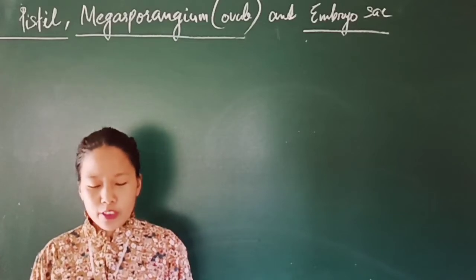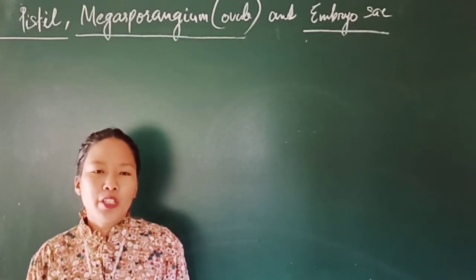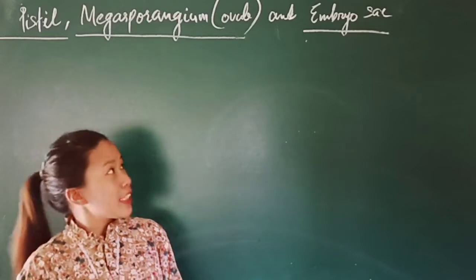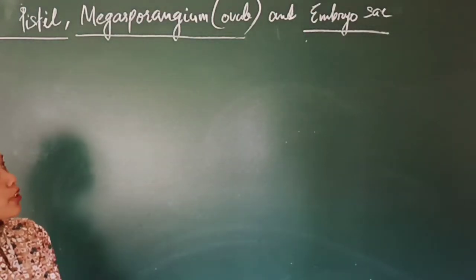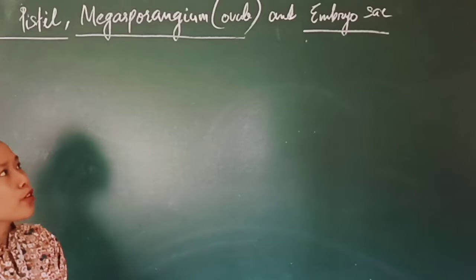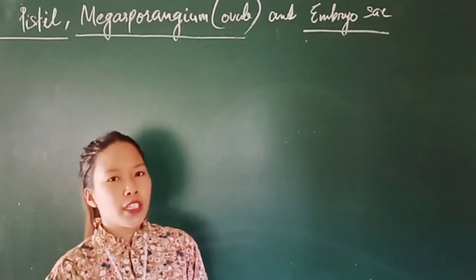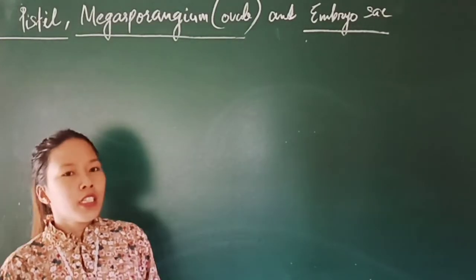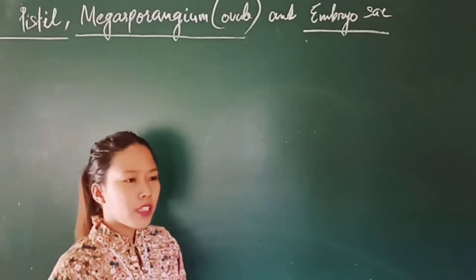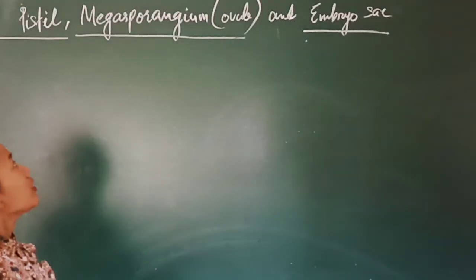Today in this video we will talk about the female reproductive part of the flower, that is pistil, Megasporangium, commonly known as ovule, and then the embryo stage. So we will discuss all these three in this video. Okay, now let us see what is pistil.